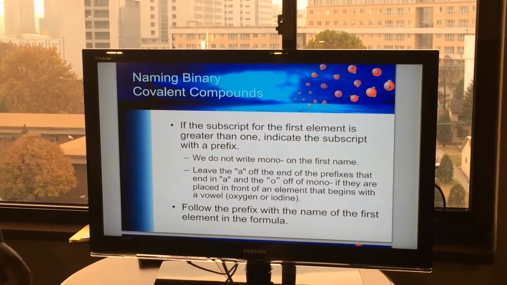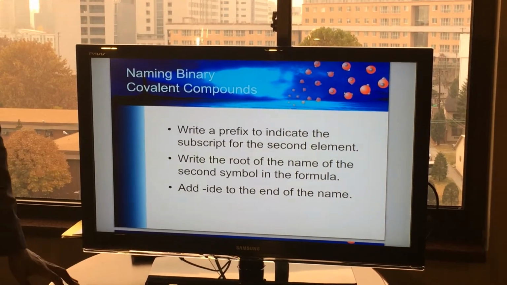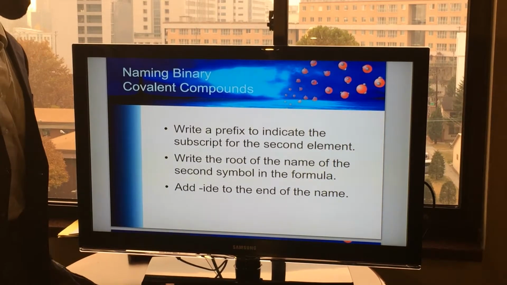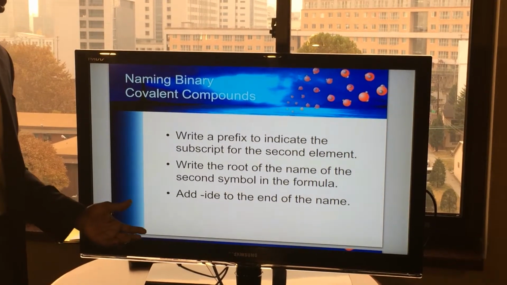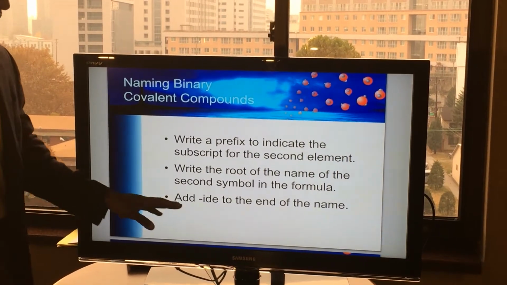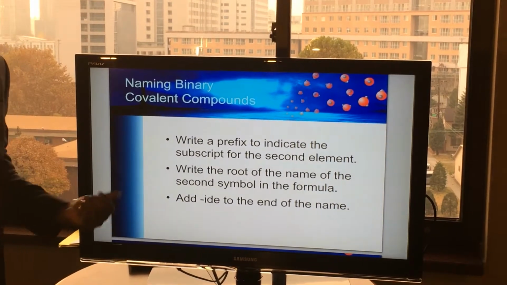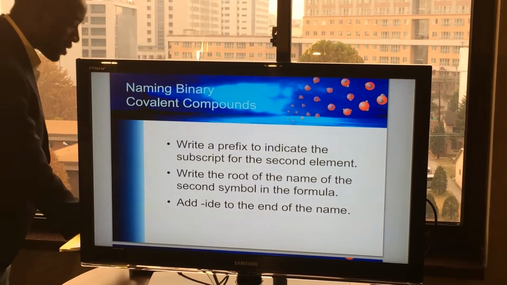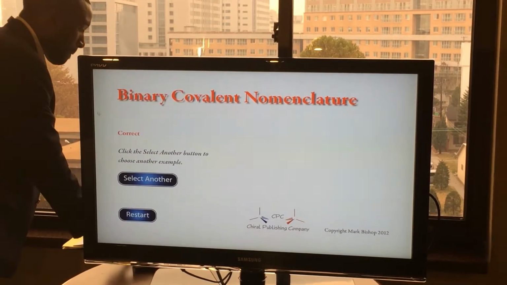Okay? Additionally, write a prefix to indicate the subscript for the second element. Write the root of the name of the second symbol in the formula. Add ide to the end of the name. So this goes back to what we just did. We can do a few examples just to make sure you're following along.